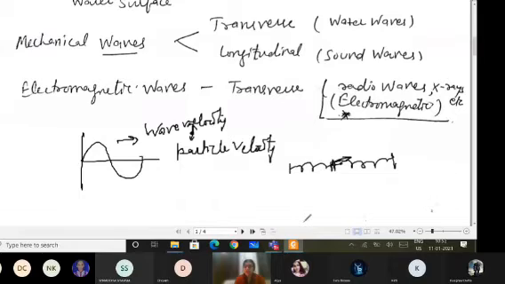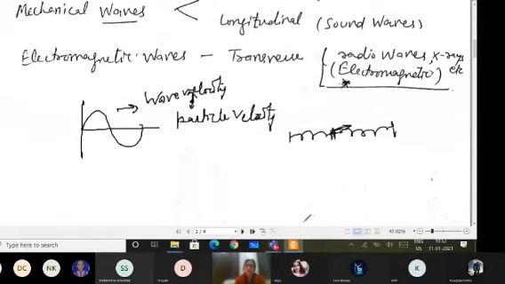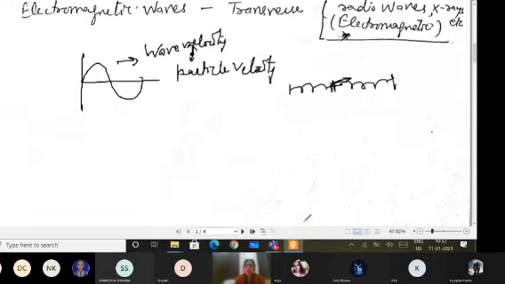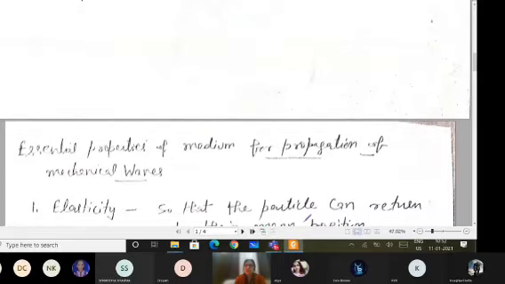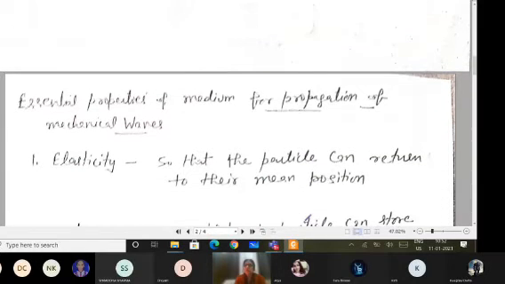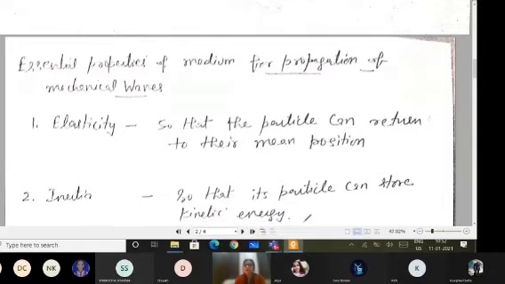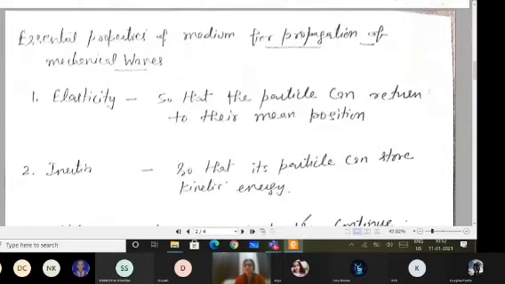It means we should be talking about the restoring force, which is bringing the particle back to its mean position. So all these things should be clear with all of you. When I talk about the essential properties of the medium, it means the characteristics the medium should have for the propagation of mechanical waves. I want to bring the particle back to its mean position, whether it is having back and forth motion or up and down motion.